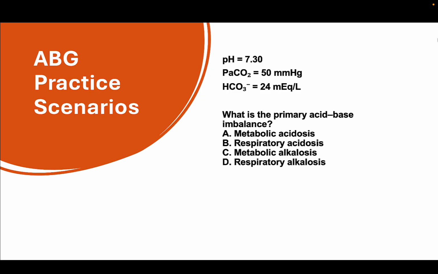Okay, let's look at this scenario. So if we have a patient where we see the pH is 7.3, the pressure of carbon dioxide is 50 millimeters mercury, and the HCO3 minus quantity is 24 milliequivalents per liter. What is the reason for this acid-base imbalance? And I would look at this. First of all, look at the pH and determine is that too low or too high. Remember that acidosis versus alkalosis is referring to too high or too low pH.